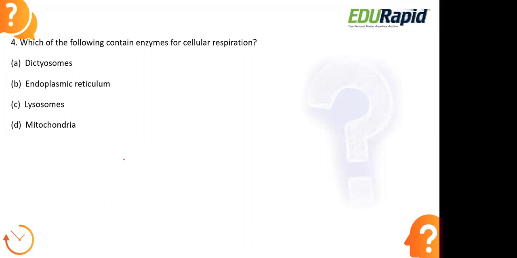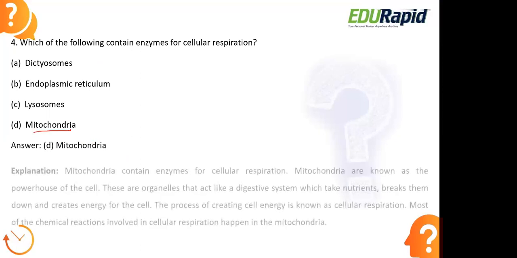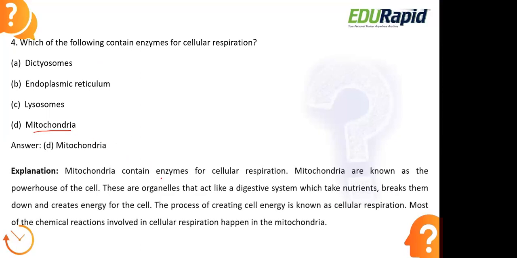Okay, let us look at the answer here. The right answer is option D, mitochondria. Mitochondria contains specific enzymes, and these enzymes present in the mitochondria are responsible for cellular respiration. But what do you mean by cellular respiration?